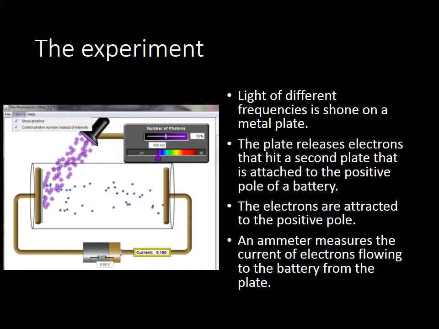And so in this experimental setup that we're showing here, basically we're shining a light of different frequency on the plate. The plate releases electrons. They hit a second plate that's attached to the positive pole of the battery. Those electrons are attracted to the positive pole, and then as they travel through the wire down to the positive pole of that battery, an ammeter measures the current of these electrons that are flowing from the battery to the plate, from the plate to the battery.